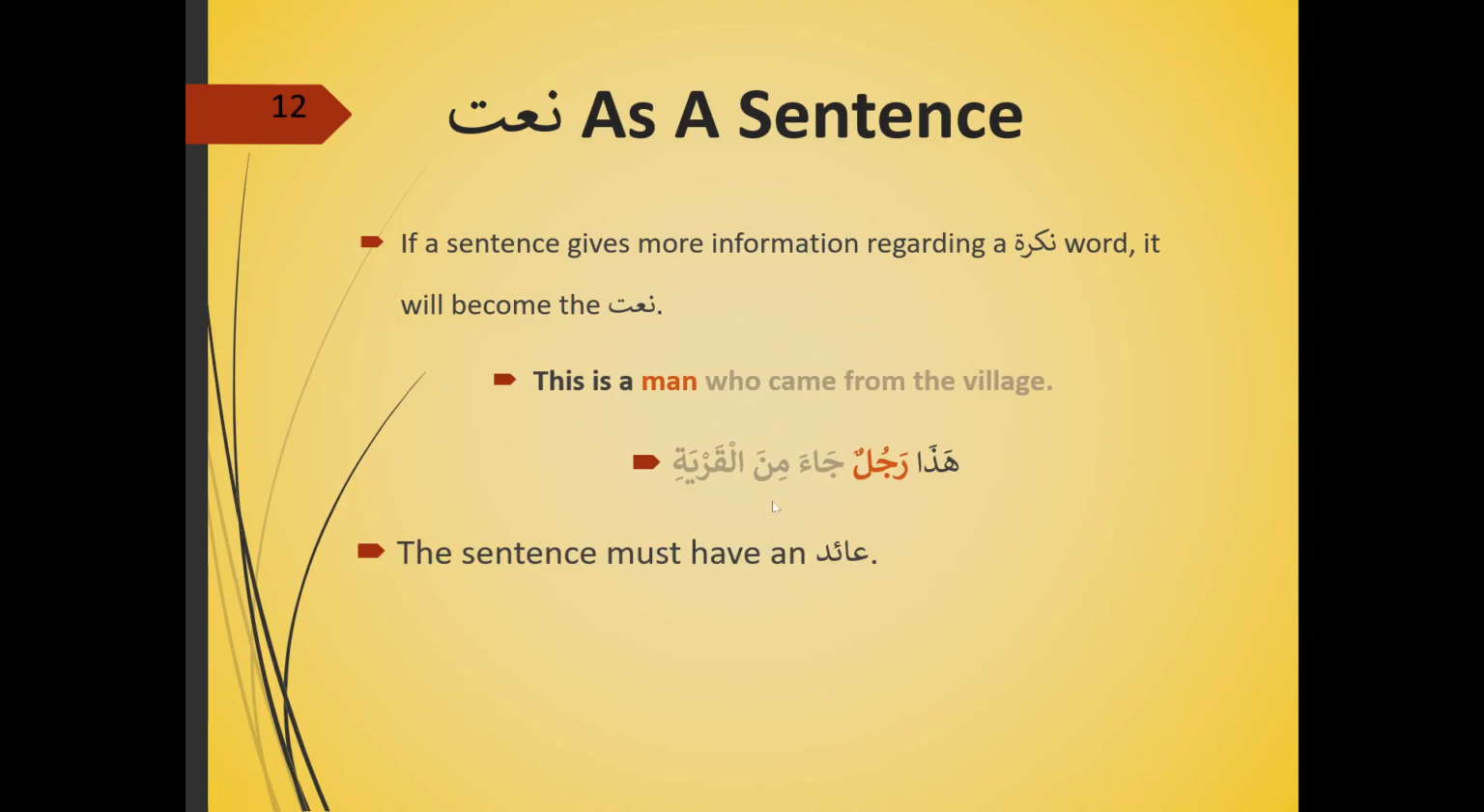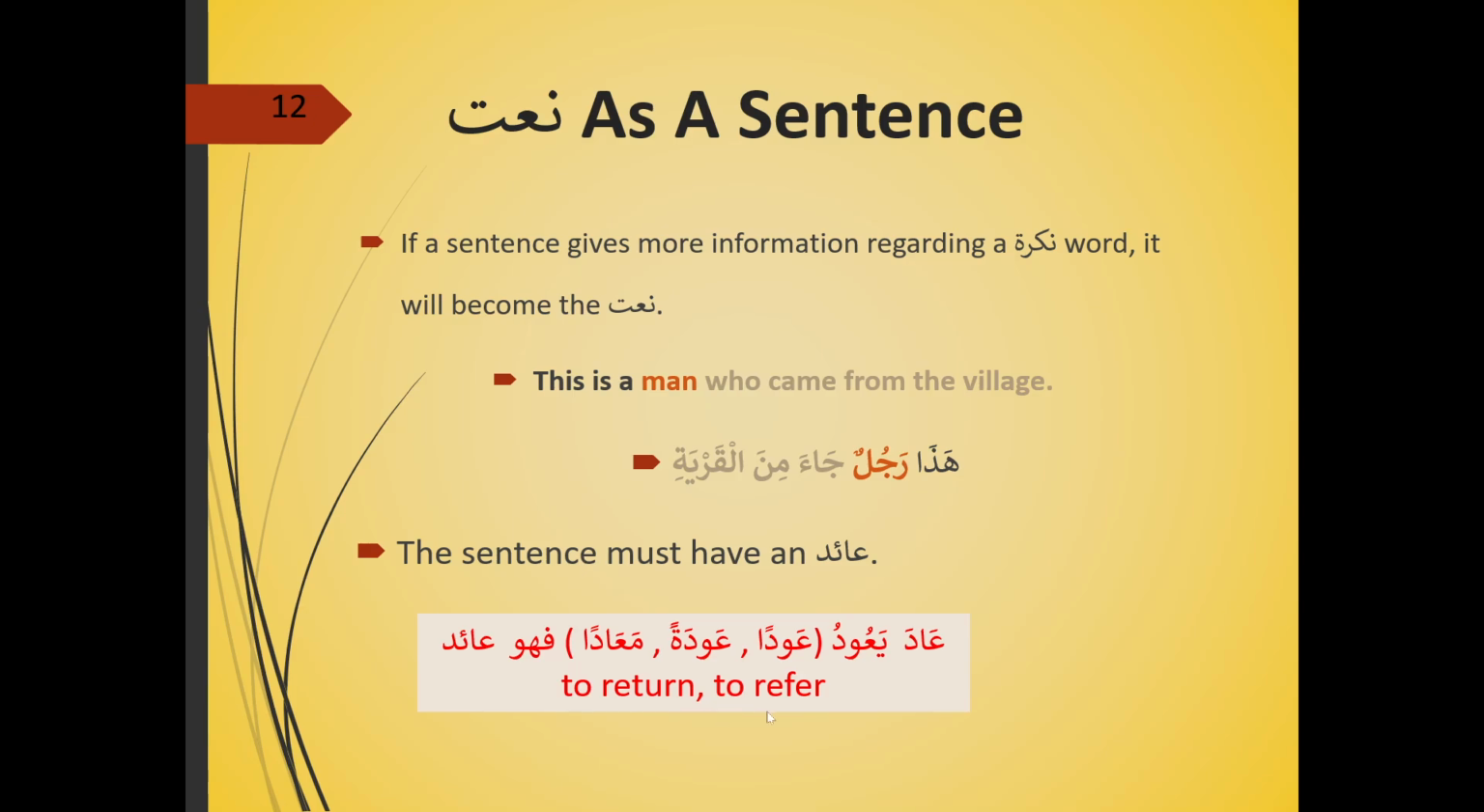And in this case, we need to have something we call the a'id. A'id is the isim fa'il for the verb ada ya'udu, which means to return or to refer. So there must be something here that goes back to your rajulun. If not, it will not be something that describes what is before it. So there's something that has to refer to the man'ud itself. In this case, we call this the a'id, the thing that is referred back, or the one that is referred back, the isim fa'il.